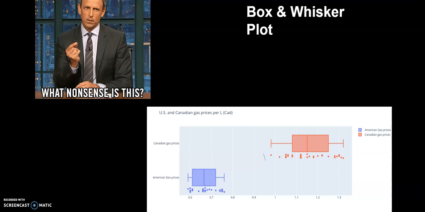When we made our box and whisker plot, it really showed how much the difference was. As you can see, in the American gas prices, most of the points are clustered in the bottom left, versus on the Canadian, there's a lot more on the right, stretching out the graph, and therefore skewing its data.